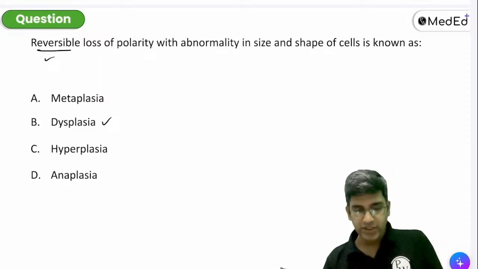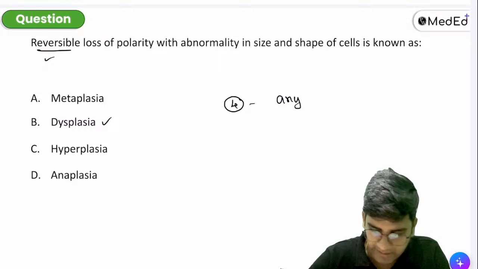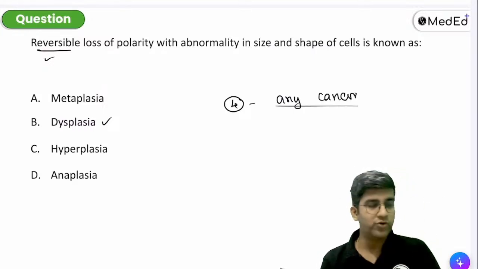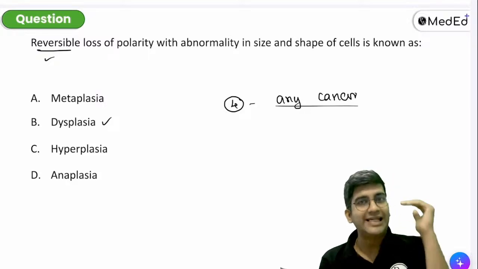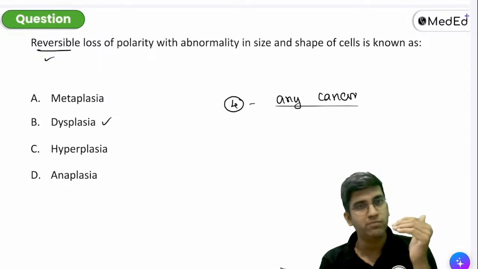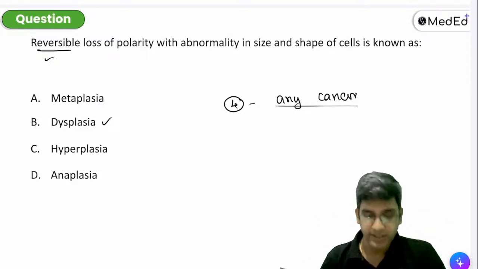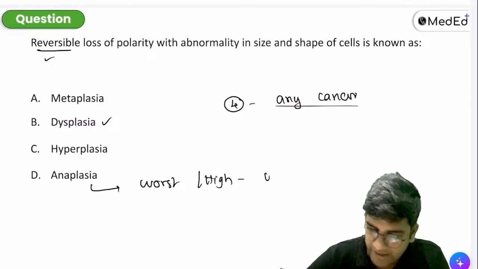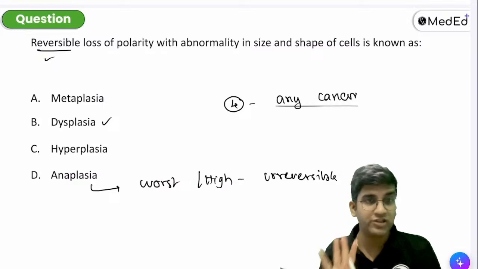Okay, perfect. So now there are 4 features which I want you to remember for any cancer in microscopy, fine? What does hyperplasia mean? Increase in cell number. Metaplasia means change in one cell type to another cell type. Anaplasia is the very worst kind of dysplasia, a very high grade dysplasia, which is irreversible. So that's why we are ignoring that for this question, right?